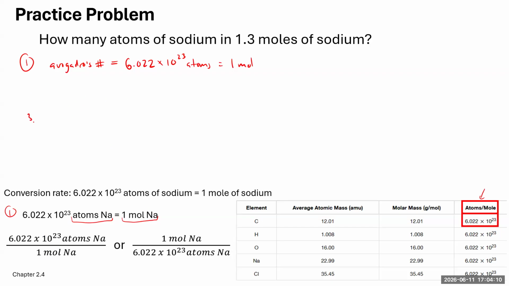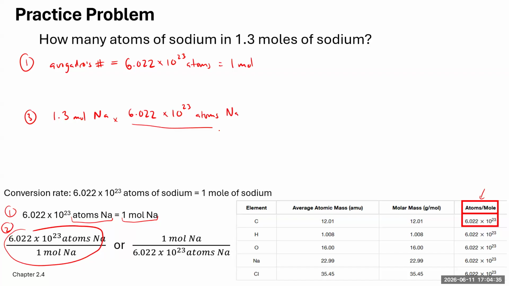Let's do step 3, because this is step 2 here where we wrote them as fractions. Let's start here: 1.3 moles of sodium. Which one has moles of sodium on the bottom? Well, this one does. Multiply by 6.022 times 10 to the 23rd atoms of sodium over 1 mole of sodium. Moles of sodium cancel out. Atoms of sodium is going to be our answer.